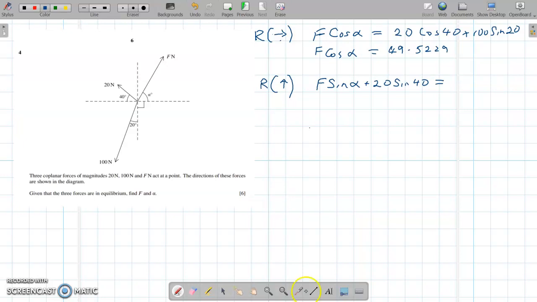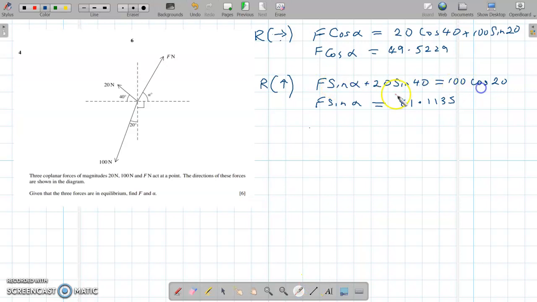Right, what about the 100 newtons? Well, the 100 newtons is definitely going down, so we're going to have that on the other side of the equal sign. So it's going to be 100 cos 20. If you're getting confused between sines and cos, don't worry, you're not alone, everyone does. But you must be clear on it, okay?